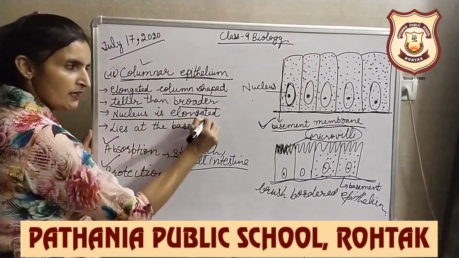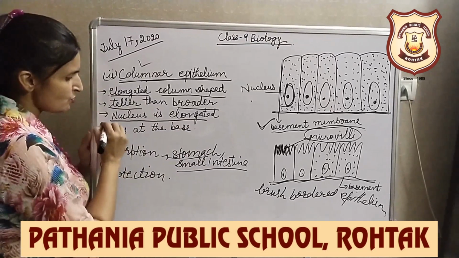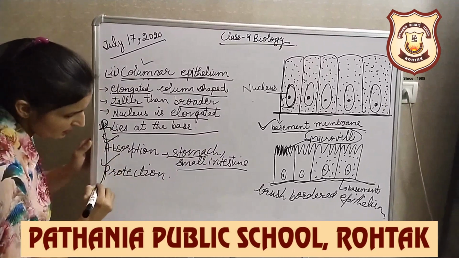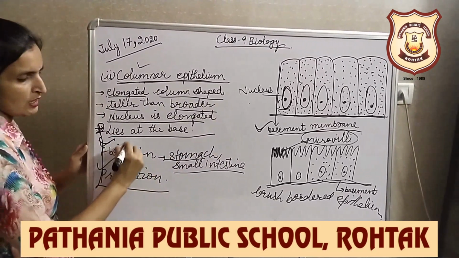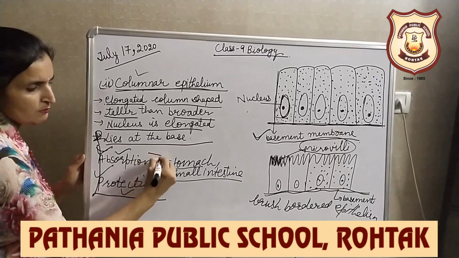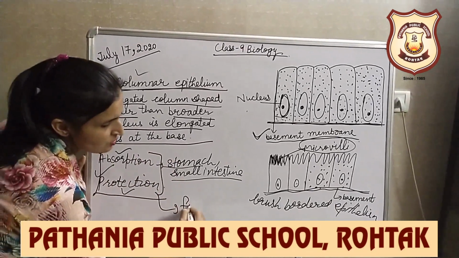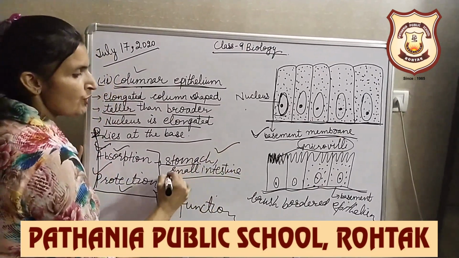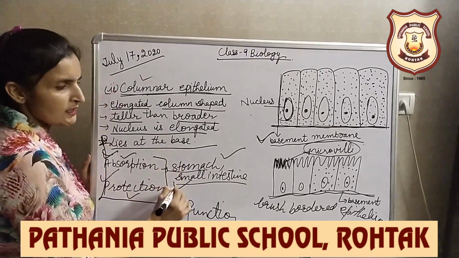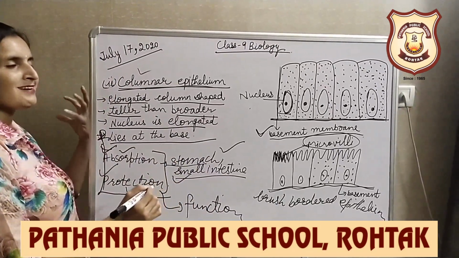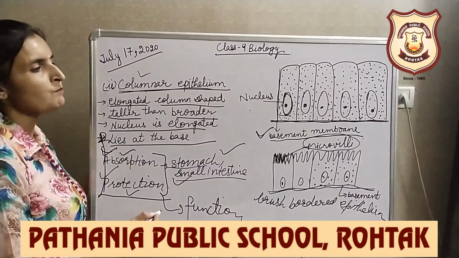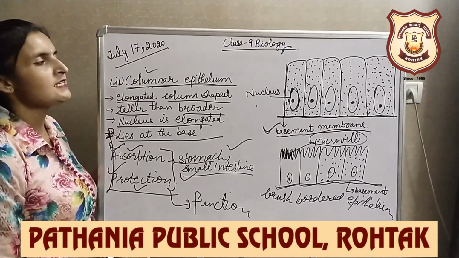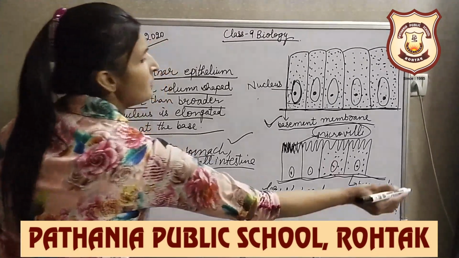The nucleus is elongated and lies towards the base. The columnar epithelium lies at the places where absorption and protection are the main functions, for example in the stomach, in the small intestine. Later we will discuss that sometimes this columnar epithelium also contains cilia and we call it ciliated epithelium.